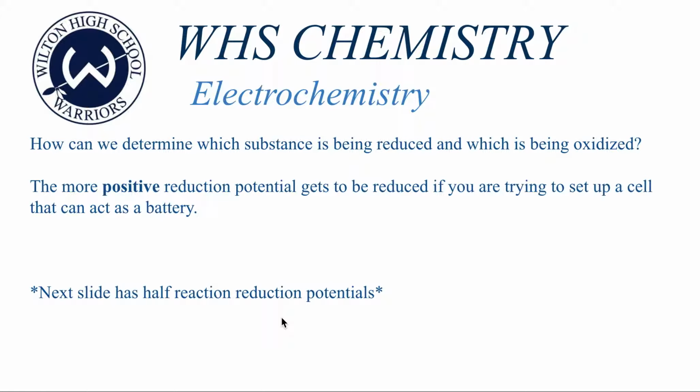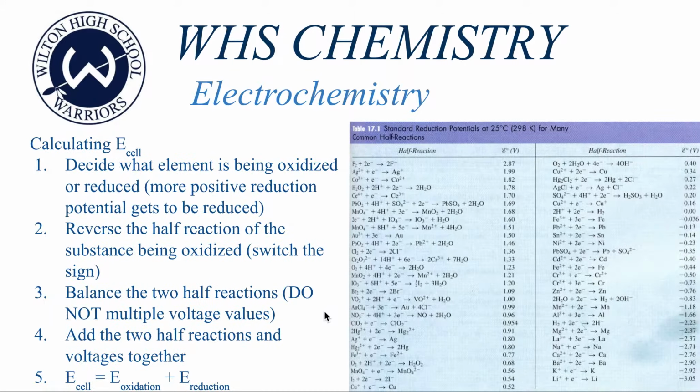Next, how can we determine which substance is being reduced and which is being oxidized? If the problem doesn't tell you, then you have to look at a table of standard half reaction reduction potentials. The more positive reduction potential is what gets to be reduced if you're trying to set up a cell that can act as a battery or a galvanic cell. The next slide has this table.